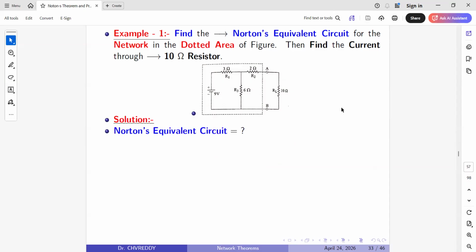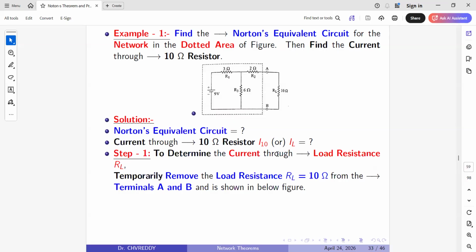So what are they asking in the problem? The Norton's equivalent circuit. So in the given data I'm writing: Norton's equivalent circuit, question mark. Second one, they are asking to find the current through the 10 ohm resistor. So that is the current through the 10 ohm resistor, I10 or IL, equal to question mark.